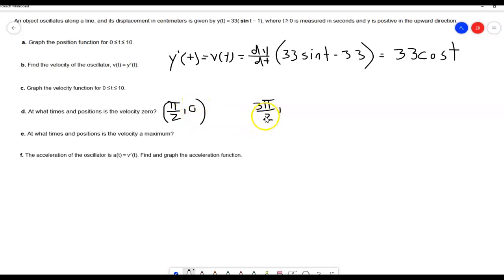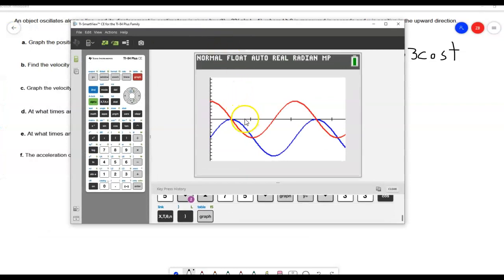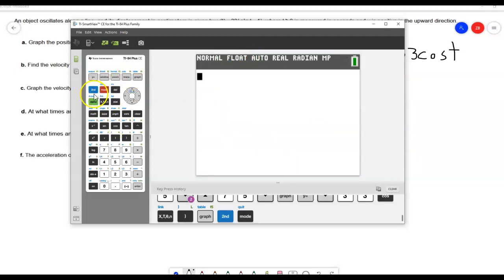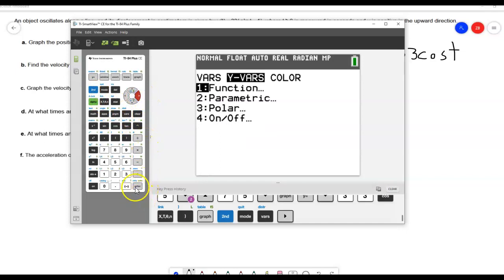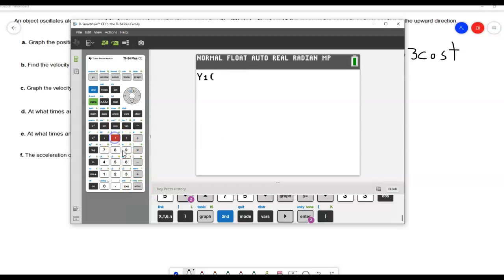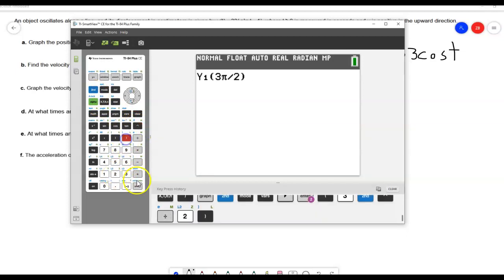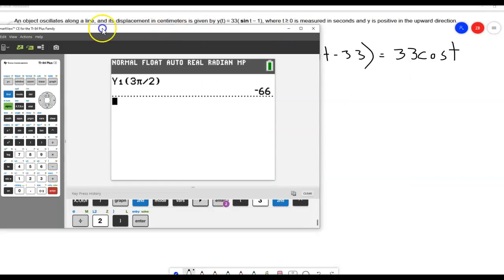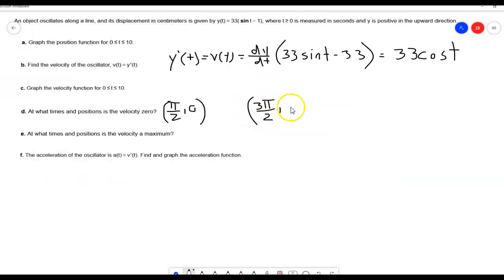And we have another one here at 3 pi over 2. And let's see where 3 pi over 2 is. 3 pi over 2 is right here. And what is this value? Well, if I just go right back out here and I go to vars, go to y variables, pull up my y1, and I'm going to say evaluate my y1 at 3 pi divided by 2. Should give me what that position is, which is negative 66. So this one is negative 66.